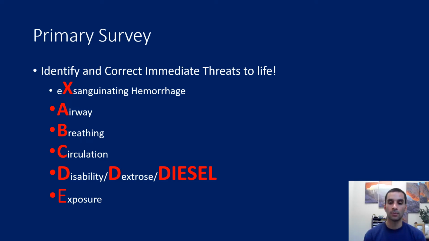I don't want to spend too much time on it here, but know that that's what we're talking about with disability: get their initial GCS and anything else that's going to disable them. Are they paralyzed? Are they weak somewhere? They have weakness in one of their arms or legs. So it's a cursory neuro exam, right?